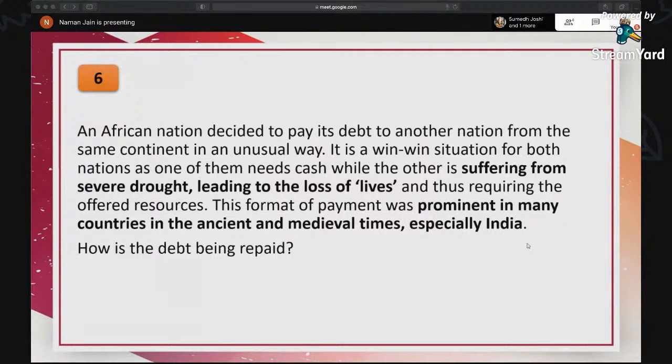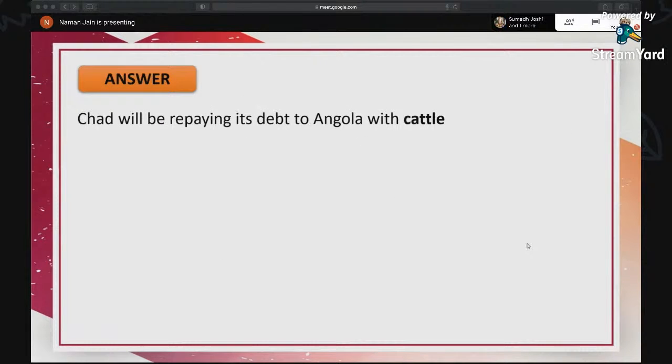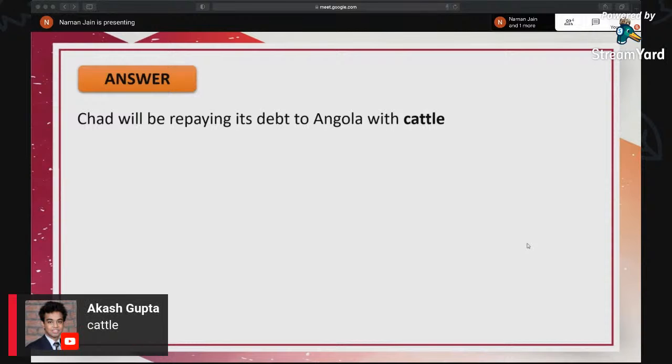And question number 6, how is the debt being repaid? Barter system is a very large domain. Water of Victoria Falls released. Very good guess, Arun, but nothing to do with India. When you see India, yeah, water sharing of the Chad River. So these countries are Chad and Angola, but great guess for those who gave the answer water sharing or water release. But the answer is cattle. So in questions featuring India, if you get cattle, most of the times the answer will be correct, cows or cattle. So Chad will be repaying its $100 million debt to Angola with cattle.